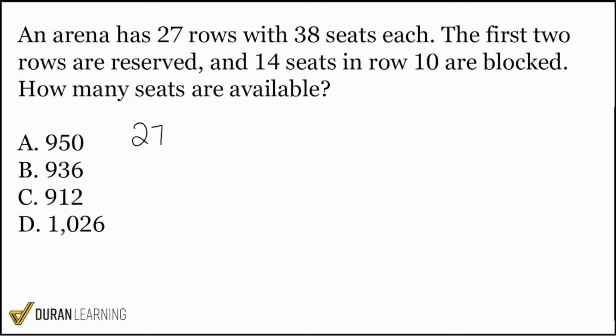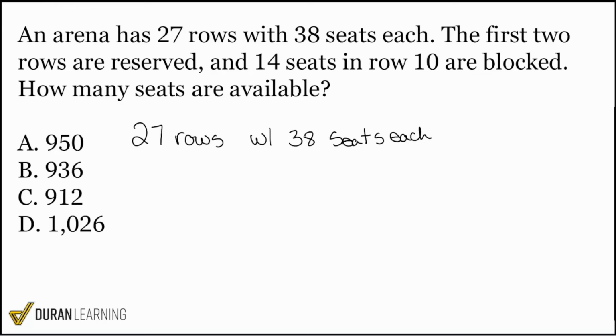Okay, 27 rows with 38 seats each. My party people, you tell me. 27 rows with 38 seats each. What does the word each tell us we're going to do? Yeah, that's going to be multiplication. Absolutely, multiplication all day. So that's how we would get the total number of seats.